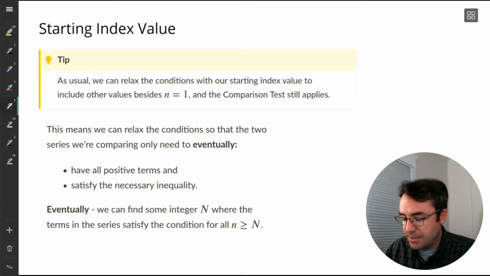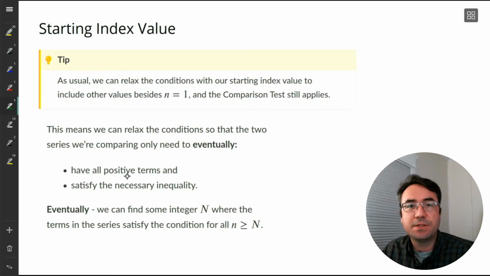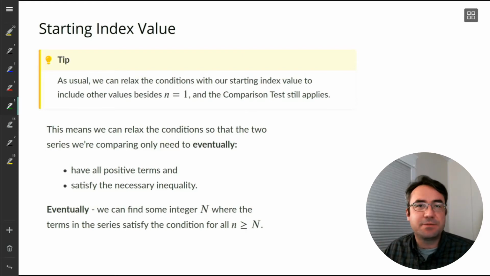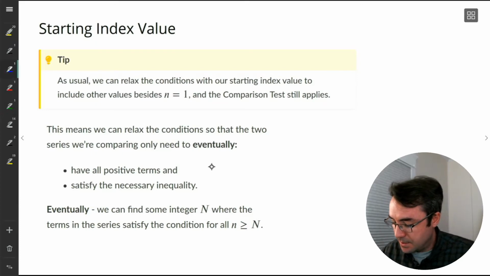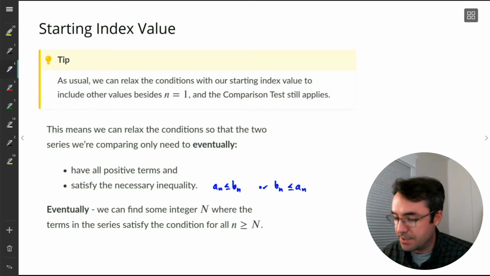So what were our two conditions? Well, the terms in our series all had to be positive, but it's okay if there's a couple negative terms at the beginning, as long as if we go out far enough in each of those terms, eventually they all do become positive. So it's okay if there's a few at the beginning where they're negative, as long as they eventually become positive and stay that way. Same thing for the inequalities. So the inequalities, we saw either an had to be less than or equal to bn, or depending on the other one, bn was less than or equal to an.